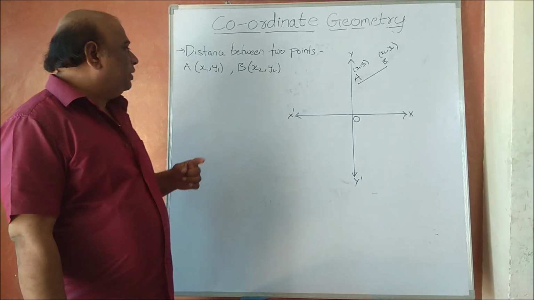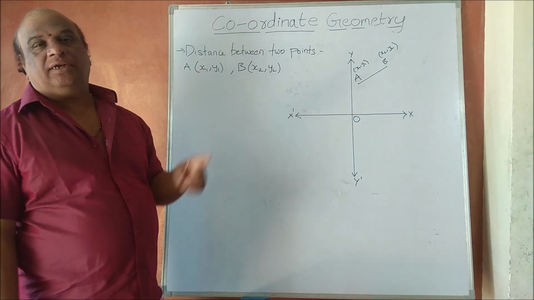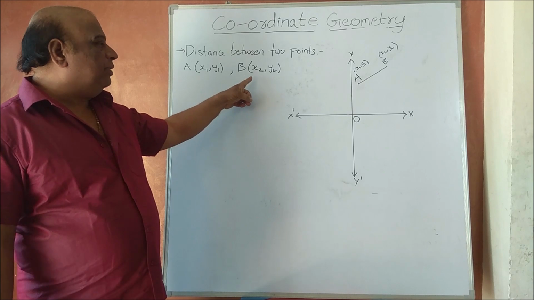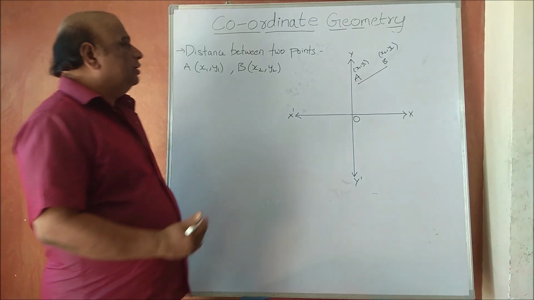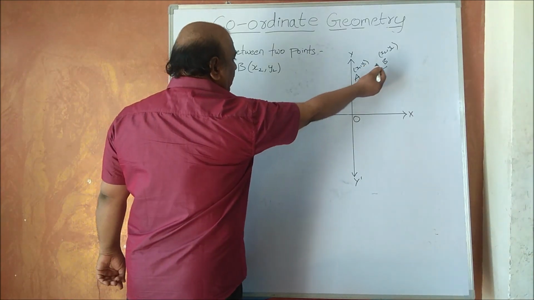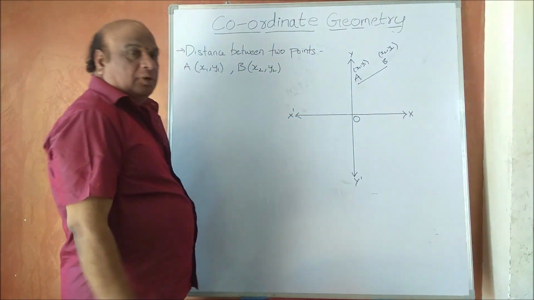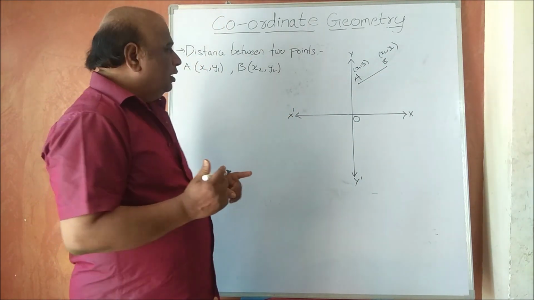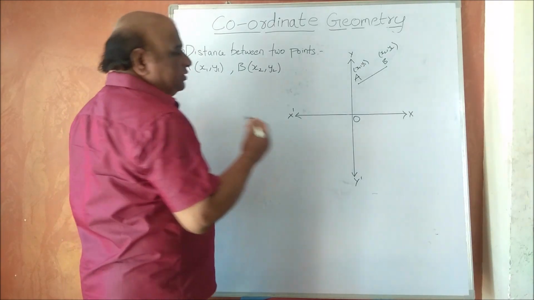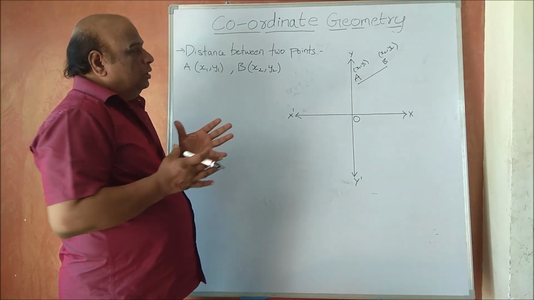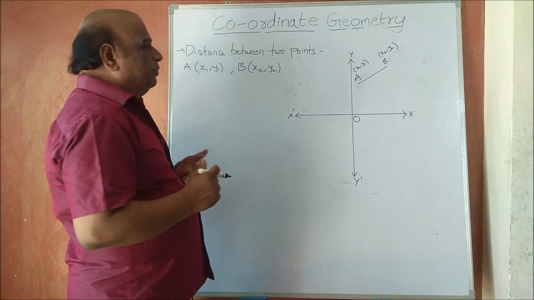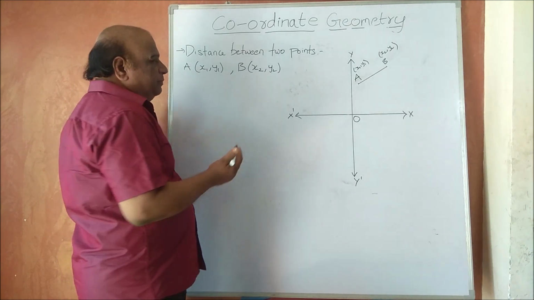Now our next topic is how to find the distance between two different points A(x1, y1) and B(x2, y2). Here suppose A(x1, y1), B(x2, y2). How to find the distance between A and B? Now what is the formula? How to derive the formula to find the distance between two given points?